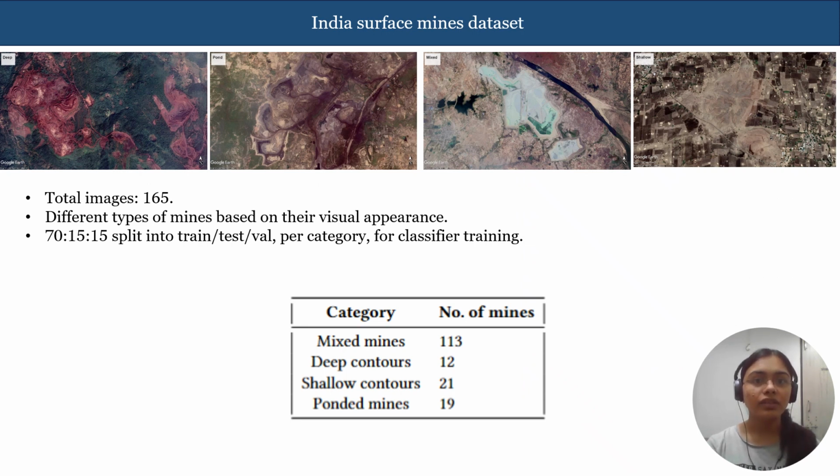We inspected the images on Google Earth Pro and observed four categories of mines based on their visual appearance. Mines with visible deep contours were termed as deep contour mines. Mines with visible deep contours but which also result in a water body at the bottom, we term as ponded mines. Mines that do not have deep contours, we term as shallow contour mines. Mixed is where mines of one or more of the above categories are present in the image. For training, we divided images of each category into train, validation, and test splits.